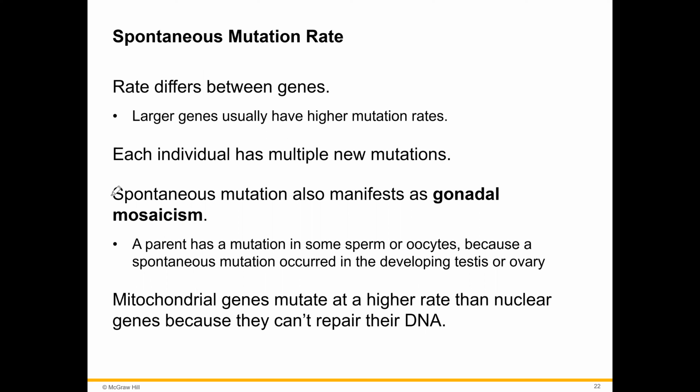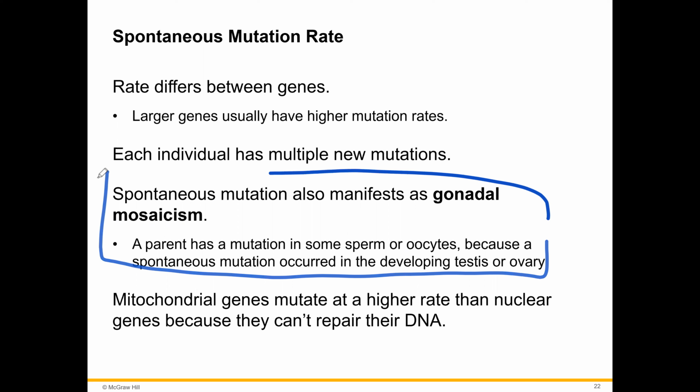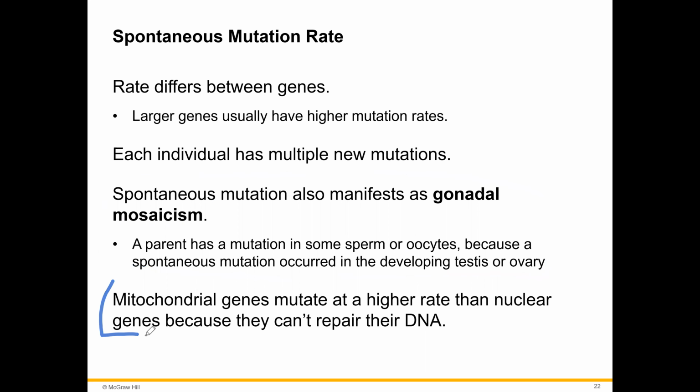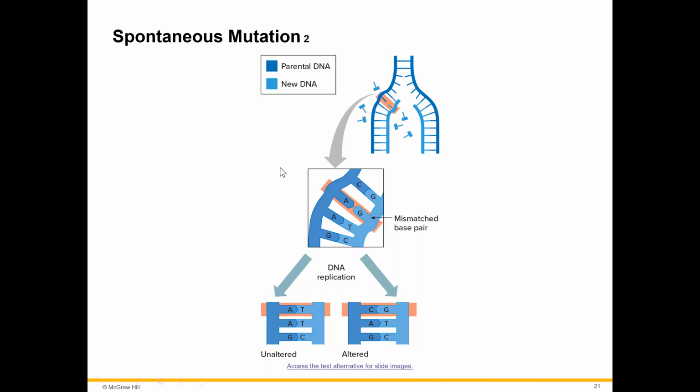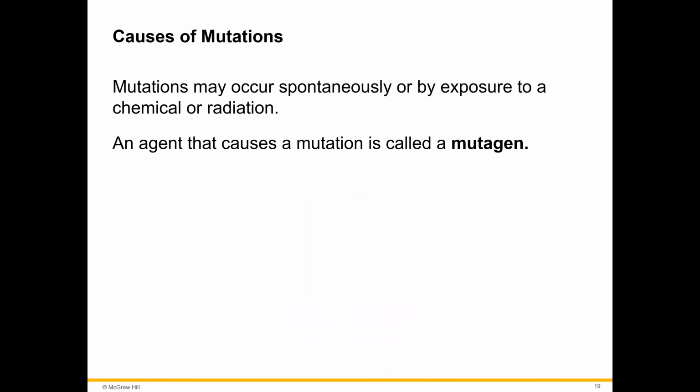So here we're talking about DNA inside the nucleus. Remember, we also have DNA in the mitochondria. So mitochondrial genes mutate at a higher rate than nuclear genes because they can't repair their DNA. Right, so I hope it makes sense. So two types of mutations: spontaneous mutations and mutations that are caused by mutagens, some chemicals or carcinogens, right? Or some agents that cause a mutation, mutagen. Is it spontaneous or mutagen?